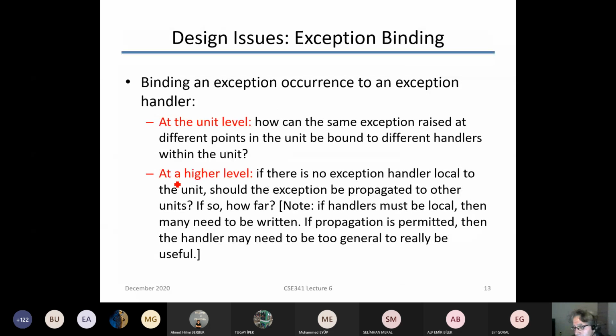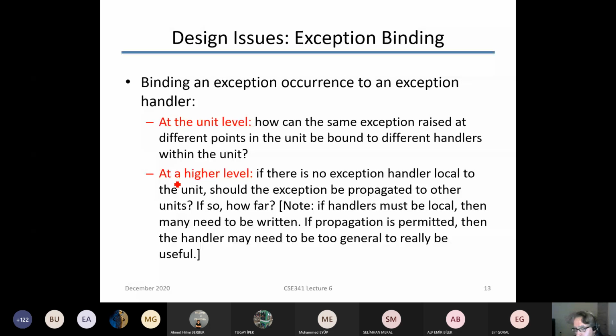The first one is binding. Binding the exception occurrence to an exception handler is the question here. So an exception happens. Now the question is, which handler is going to handle it? There are two possibilities. One is at the unit level. In the same unit where the exception happens, how can the same exception be raised at different points?